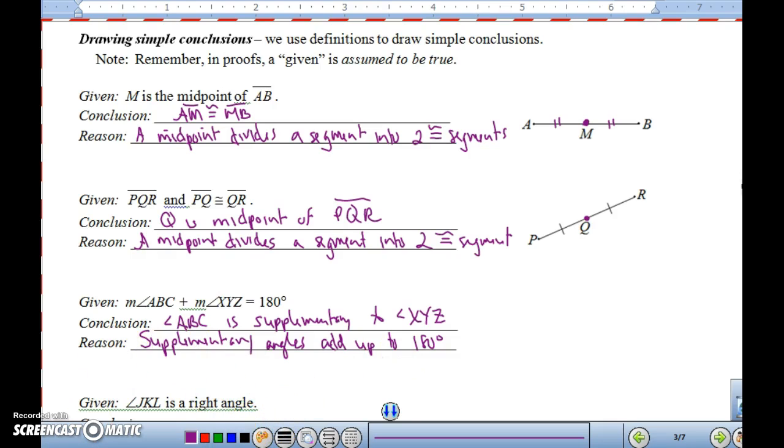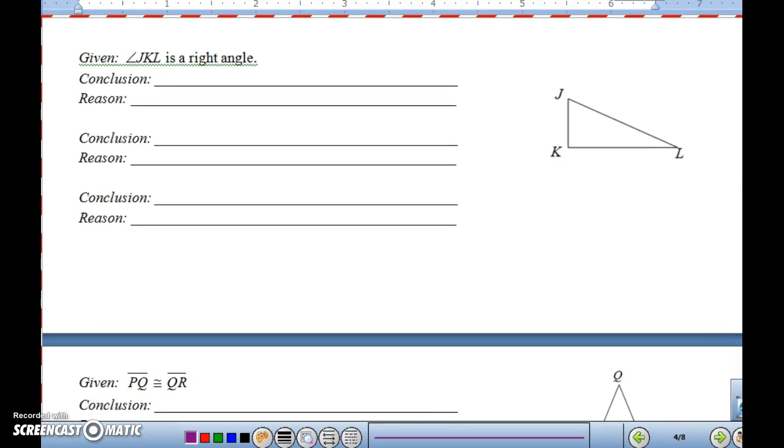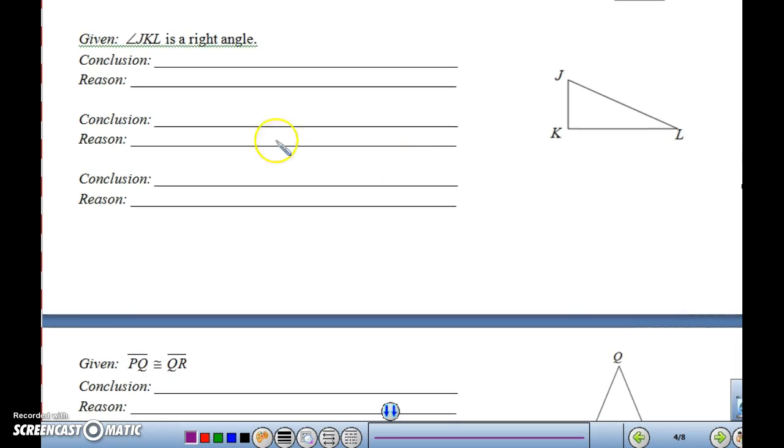That is our reason. Definitions are handy because they actually can give us many conclusions to work with if we know how to use them. So let's look at angle JKL. Angle JKL is a right angle. So to show this is a right angle, I'm going to put a little box in the corner. So here's angle JKL. So what conclusion can I draw about JKL being a right angle?